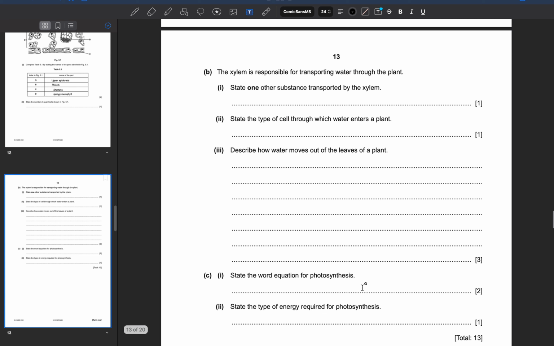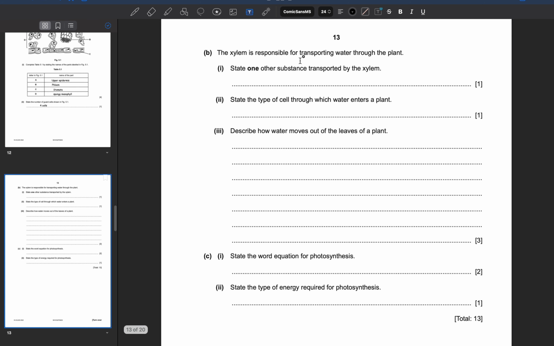Okay, next, the xylem is responsible for transporting water through the plant. State one other substance transported by the xylem. The xylem, we know it transports water. But water only? No, water with dissolved ions, right? Dissolved minerals, like all the minerals absorbed from the roots dissolved in water, come out with the water.